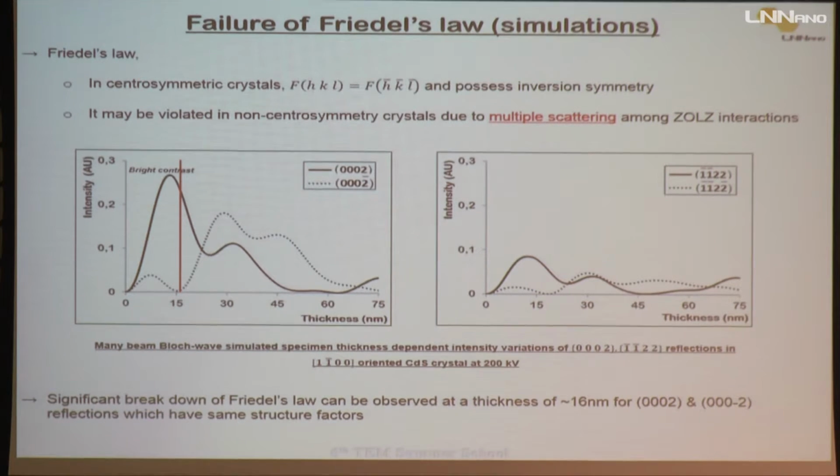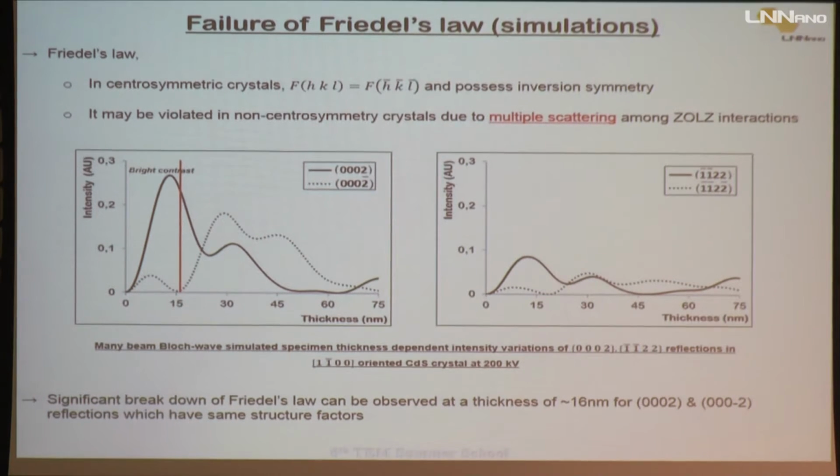But in the case of non-centrosymmetric crystals, such as cadmium sulfide, it may be violated due to the multiple scattering among the zone reflections. So here, by plotting the intensity plots of the 002 beams, these are simulated plots, we can straight away say that the intensity of 002 is different from here. Based upon that, we can say that multiple scattering is influencing our sample.